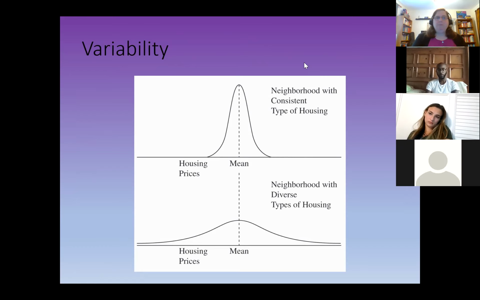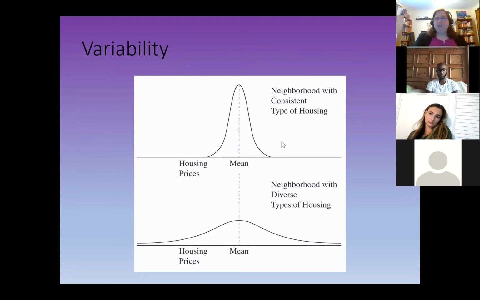But in the top figure, the housing prices are much more consistent. They're much more narrow, right? So housing prices here have a smaller range, and they all tend to lie in this small range. Whereas housing prices on the bottom graph are much more spread out, a much wider range, less consistency. So this bottom picture would have a lot more variability than this top one.